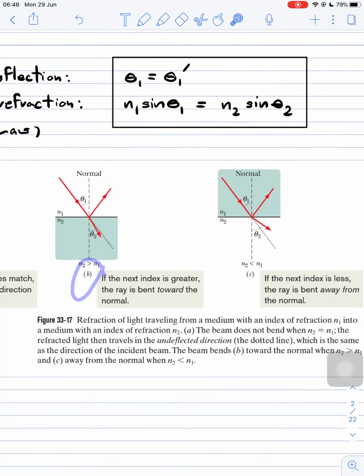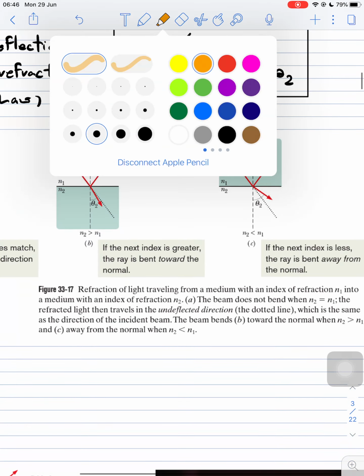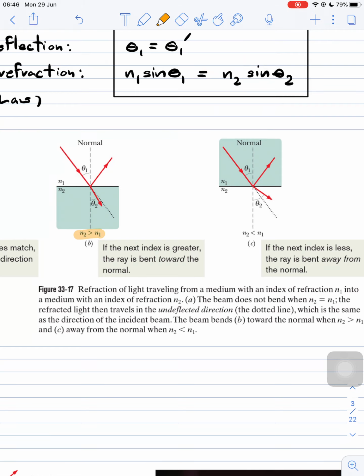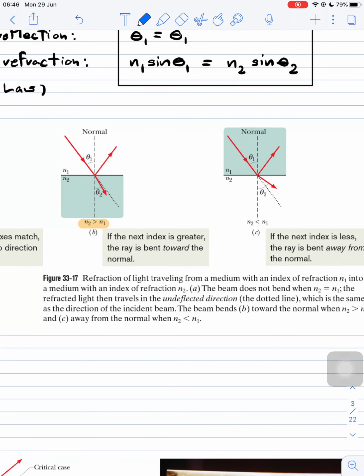Now picture B. If we have light propagating from medium 1 to medium 2, but in this case n1 is less than n2, it means that medium 1 is the less dense one, because n is less.